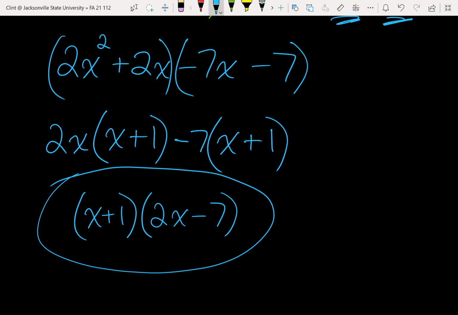Questions on that one? Again, you don't have to do that exact technique. If you have another method for factoring these trinomials like this, it's okay to do it that way. You can guess and check if you want to. You can do a box. You can do whatever you're comfortable with. Okay. All right, number 6 then.